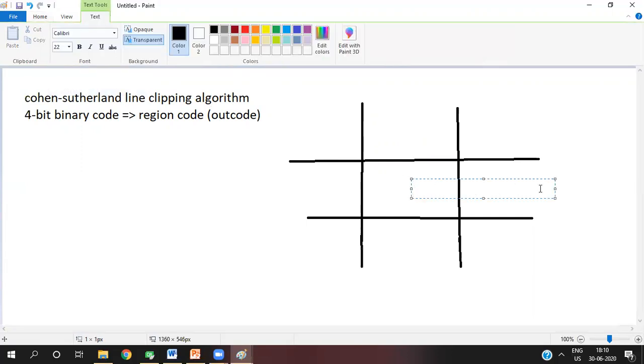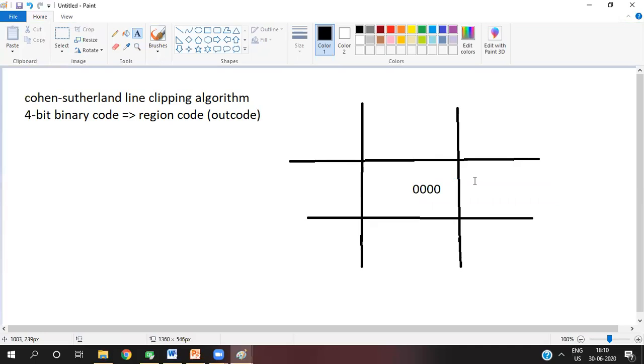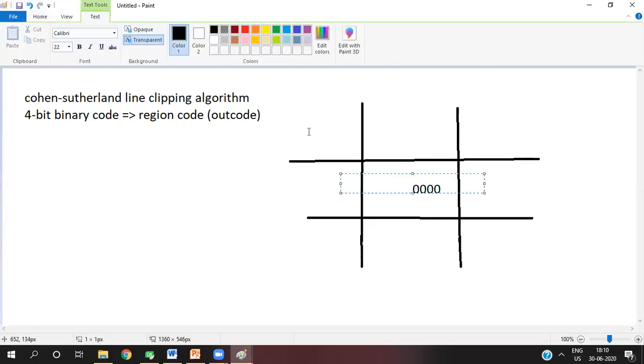If you are inside the window, the code for that is 0000, binary code. Then if you are at the left hand side of a window, the code is 0001. If you are at the right hand side, the code of the window is 0010.